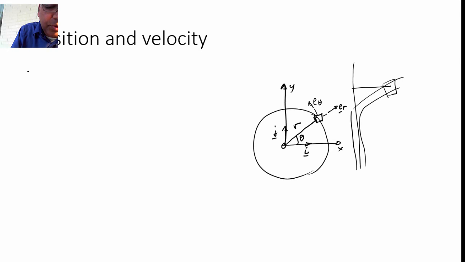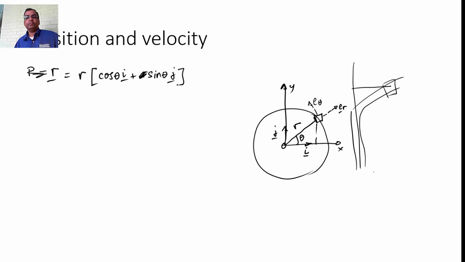So first thing we do is the position vector equals r cos theta i plus r sin theta j. Once you get the position vector, it's pretty easy. So in general, r equals r of t, theta equals theta of t, a two degree of freedom system.